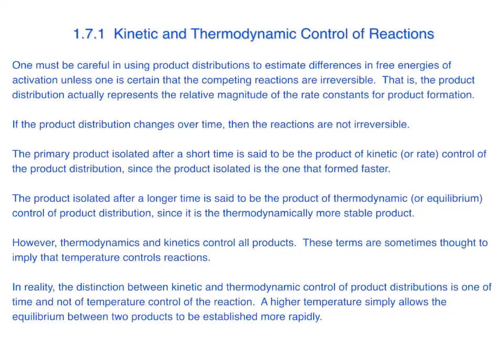However, thermodynamics and kinetics control all products, and sometimes these terms are thought to imply that temperature controls the reactions. In reality, the distinction between kinetic and thermodynamic control of product distributions is one of time and not of temperature control of the reaction. A higher temperature simply allows the equilibrium between two products to be established more rapidly. So let's look at an example of kinetic and thermodynamic control of reactions.